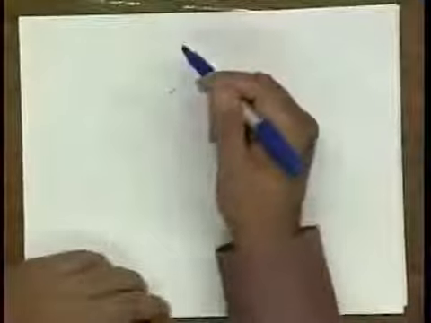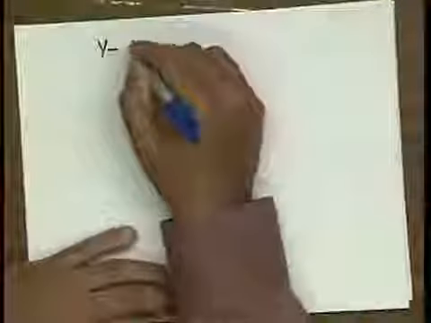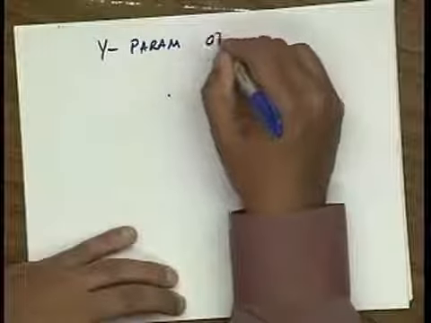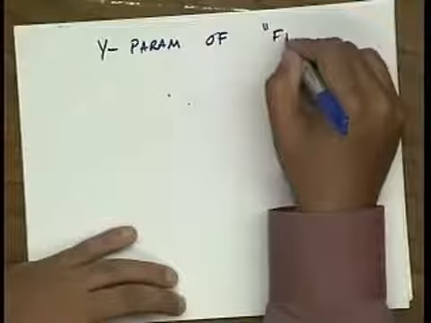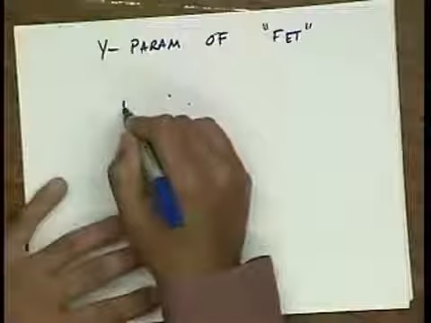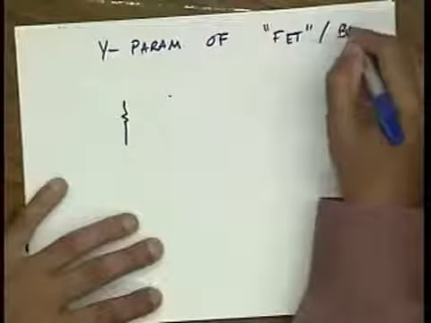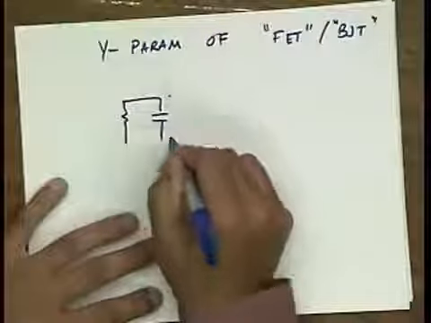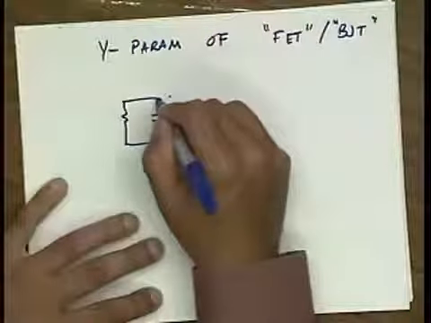Well, let's look at the Y parameters of a simple transistor model. Let's say a FET or a BJT, it doesn't really matter. So I'll do a BJT just so it's clear. So our small signal equivalent circuit looks something like this.